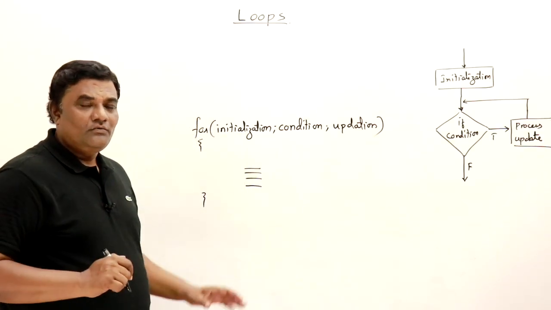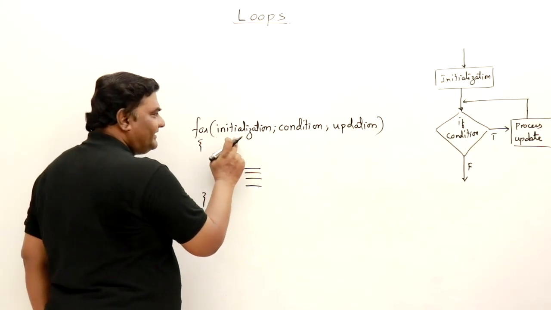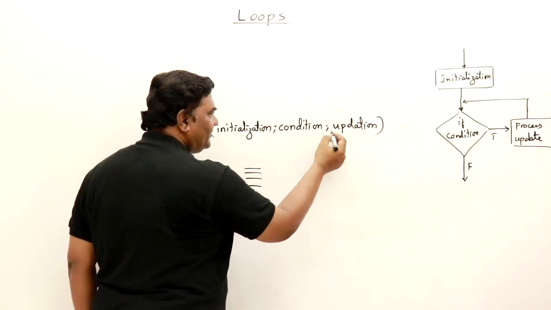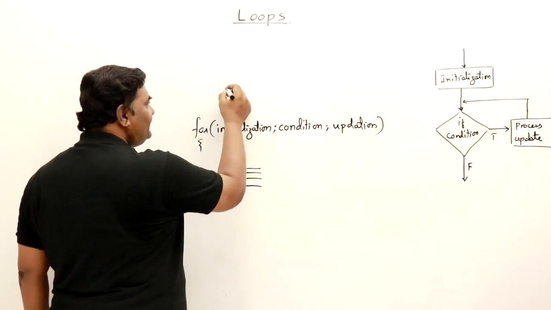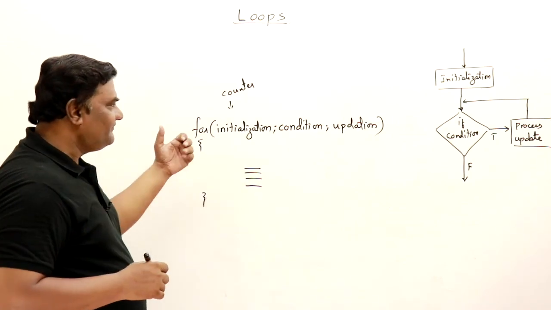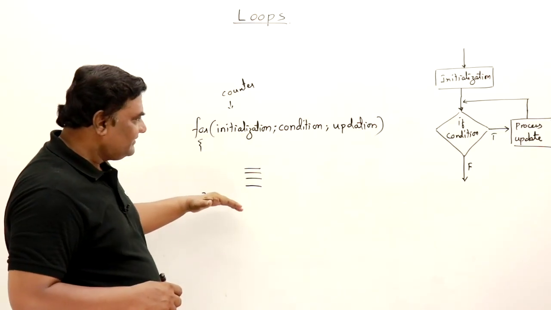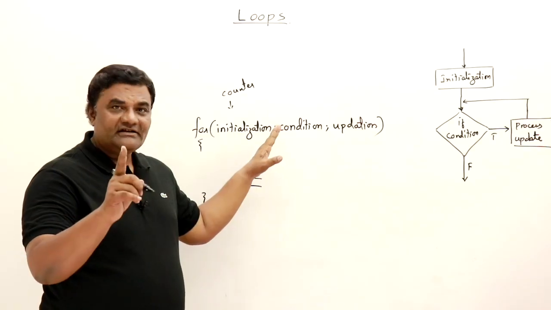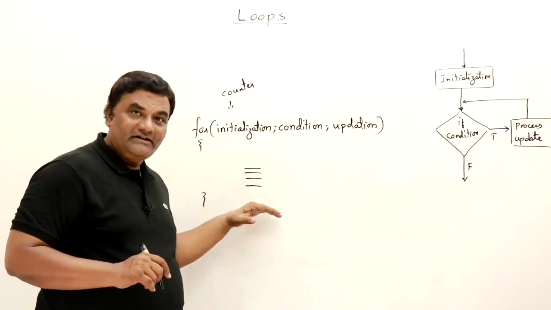So let us study the syntax of the for loop. This is how it is written. For, the first part is initialization, then a semicolon, then condition, then a semicolon, then updation. As I said, it is counter controlled, so here we will initialize a counter. We give the initial value. Then the condition is checked, and then the body is executed. Then updation is done, then again the condition is checked. So initialization is done only once, and every time the condition is checked and the body is executed.